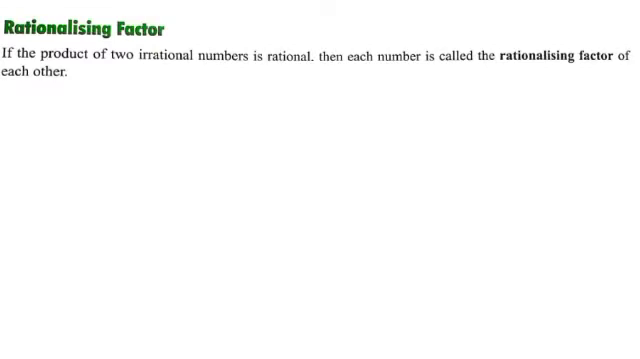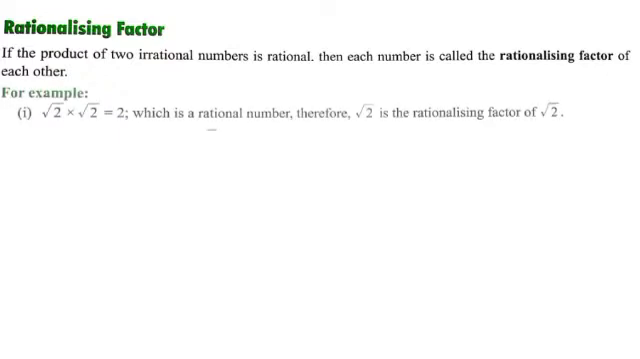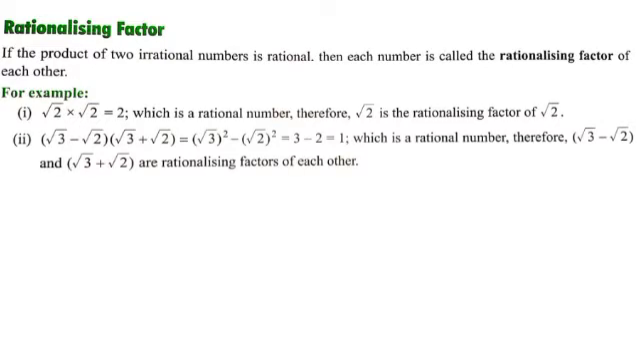Rationalizing factor. If the product of two irrational numbers is rational, then each number is called the rationalizing factor of the other. For example, square root 2 into square root 2 is equal to 2, which is a rational number. Therefore, square root 2 is a rationalizing factor of square root 2.